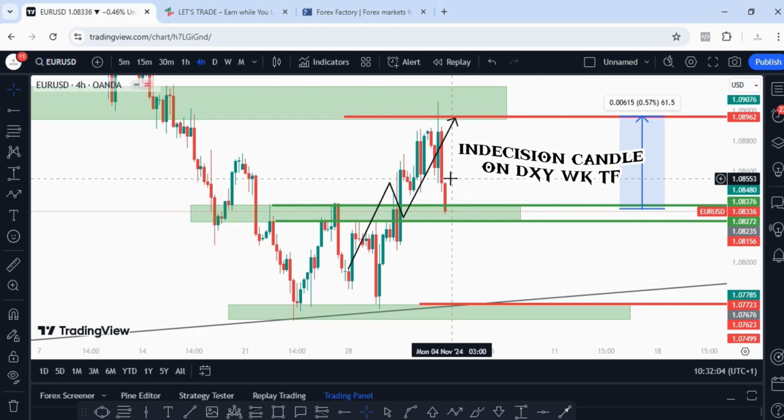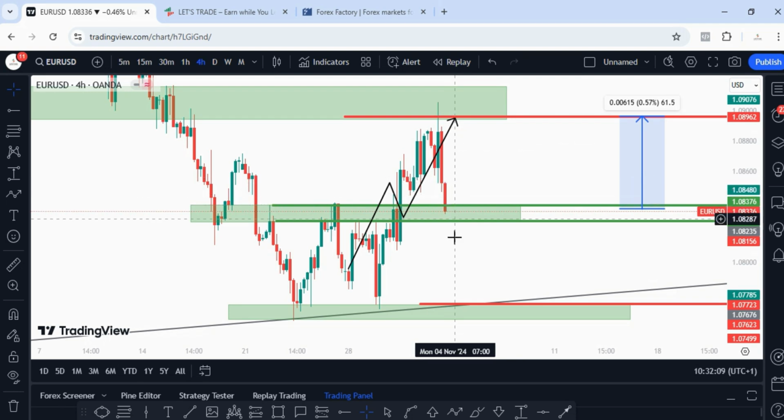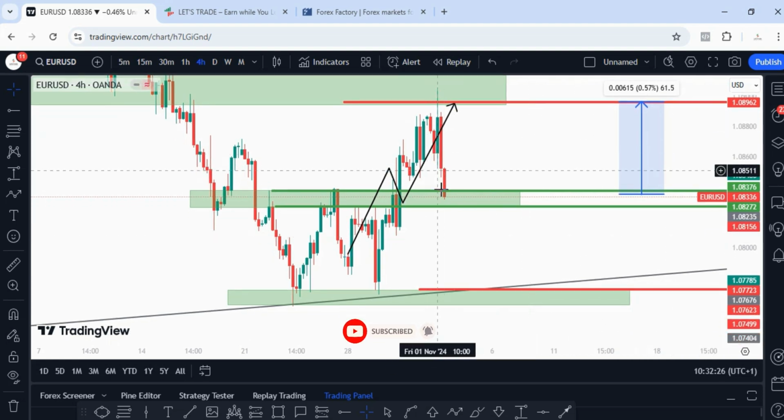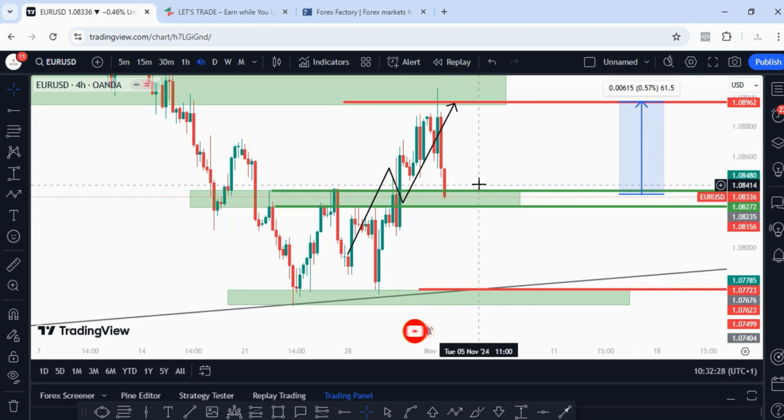So if that is the case, EURUSD may go either way also. If we see a good rejection from within this 1.08376 and 1.08272 area, if we see a good bullish rejection, then we may just head back into 1.08962. That's scenario one.